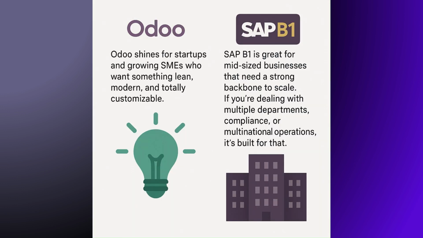Odoo shines for startups and growing SMEs who want something lean, modern, and totally customizable. SAP B1 is great for mid-sized businesses that need a strong backbone to scale. If you're dealing with multiple departments, compliance, or multinational operations, it's built for that.